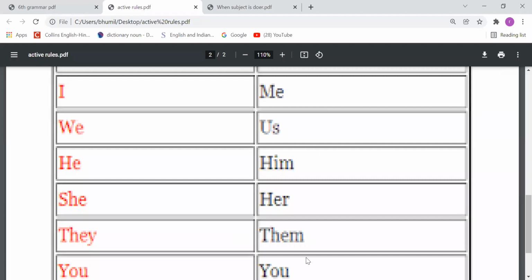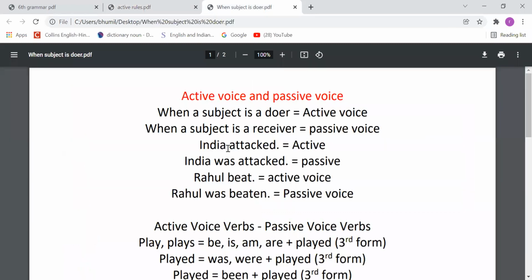And if these pronouns are written in the active sentence, we have to change them according to the case, meaning we should use whichever type of pronoun case is needed. Clear, dear students? And we have also discussed these points. When the subject is the doer, we should write an active sentence. When the subject is not the doer, that is, it is the receiver, we should write a passive sentence.